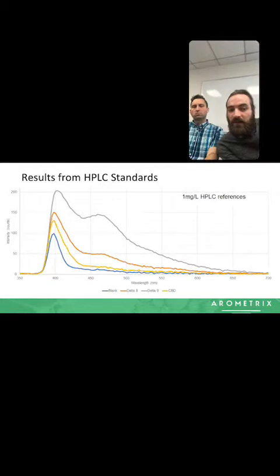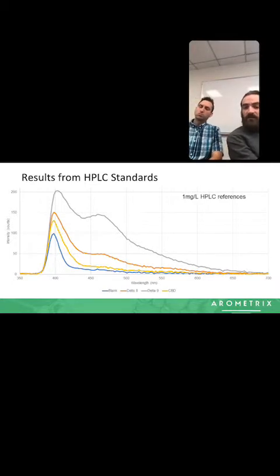And so when we ran that, we ran THC, both delta 8 and delta 9, and CBD. So you can see the results from these tests on these HPLC standards on this slide. What you'll notice is that the delta 9 sample has a very, very strong fluorescence peak. Delta 8 has what looks to be a very similar fluorescence spectrum to delta 9, which makes sense given that they are very closely related isomers of each other.